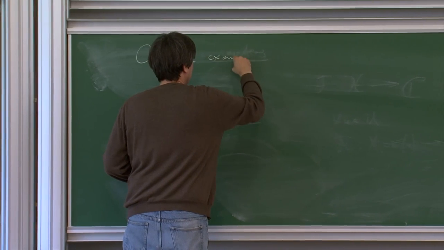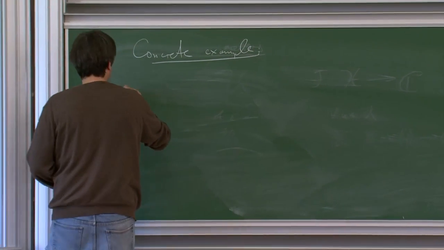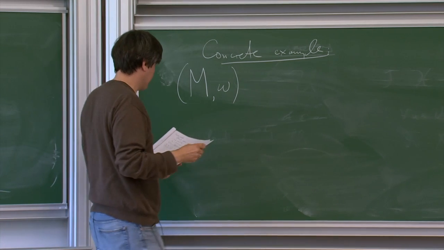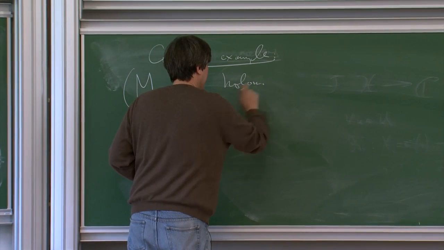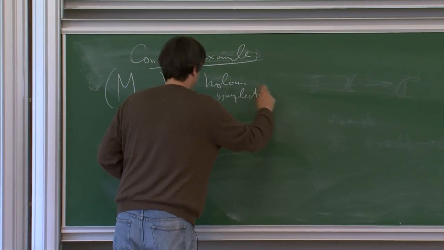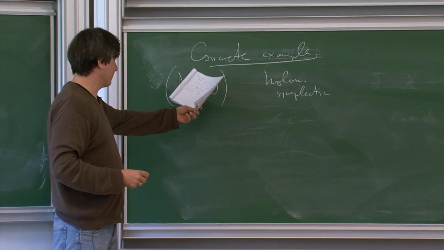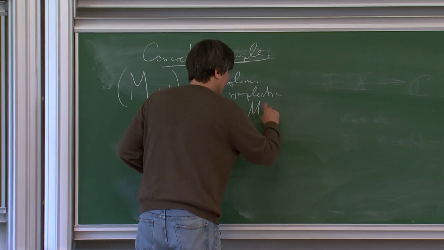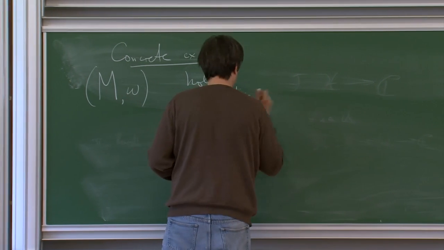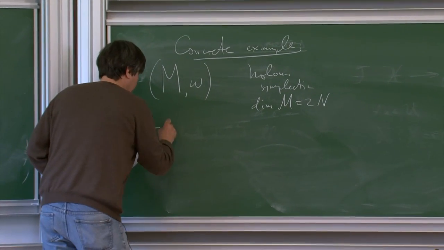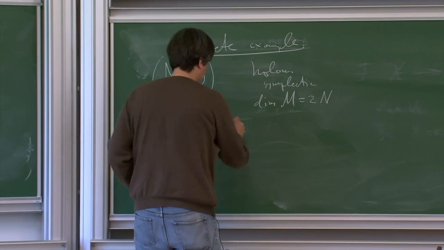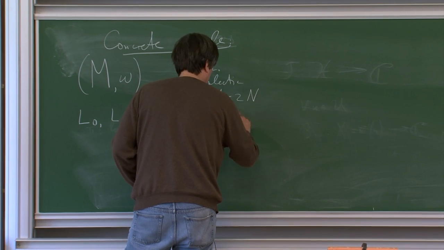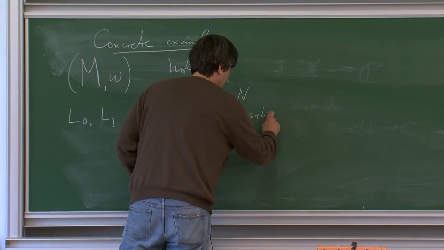So a concrete example which I'll look at is the following. Suppose I want to get an infinite dimensional manifold with a function. I start with a holomorphic symplectic manifold, so it's a complex analytic variety with holomorphic symplectic form, and the dimension is now 2n, for some n. And I pick two, let's say, closed, again complex analytic, holomorphic Lagrangian subvarieties, submanifolds.